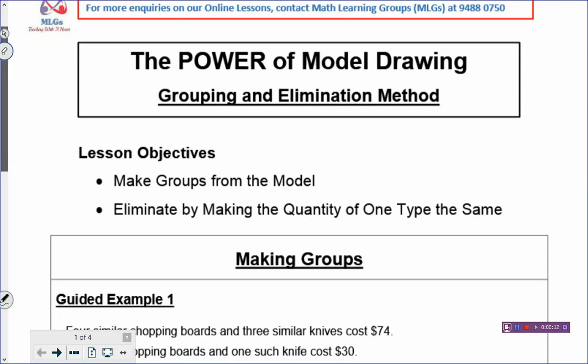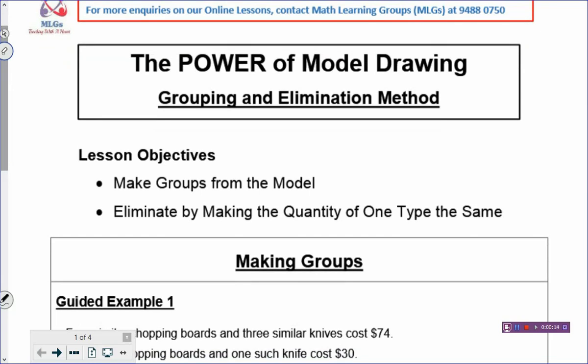Alright, now, so what exactly is grouping? Now, grouping means to make groups from the model and then use the groups to solve the problem, to get the answer. And what is elimination? Elimination means to get rid of something, right, by making the number the same.